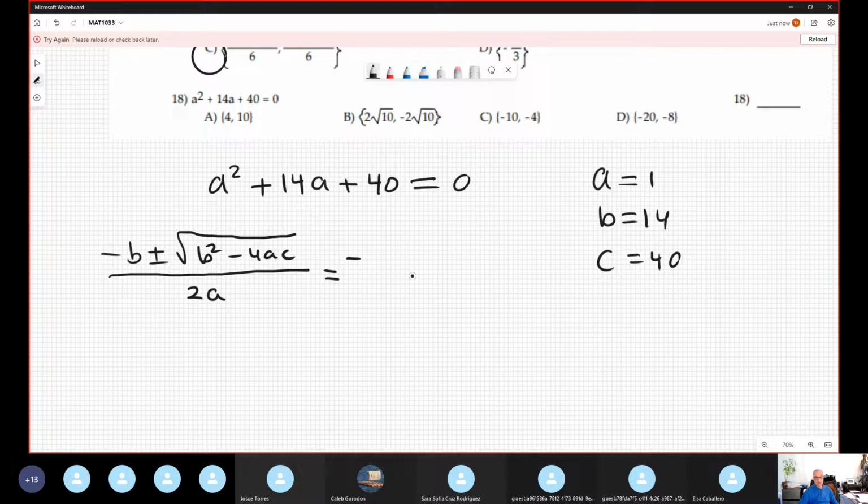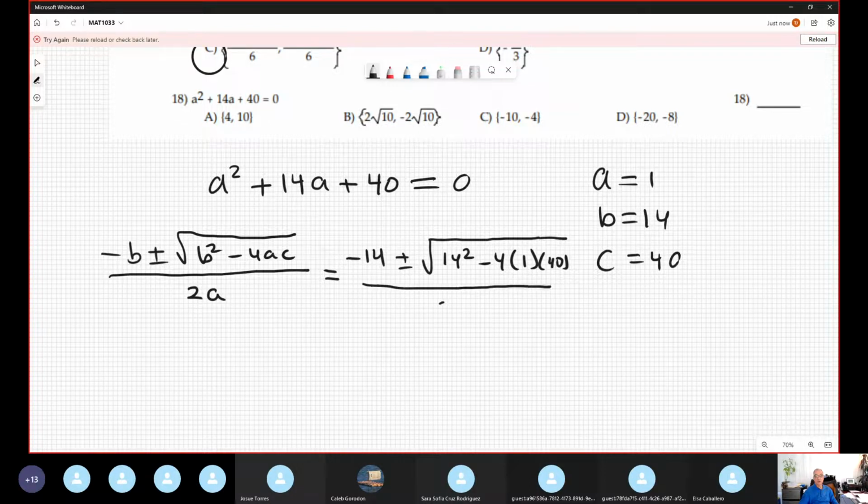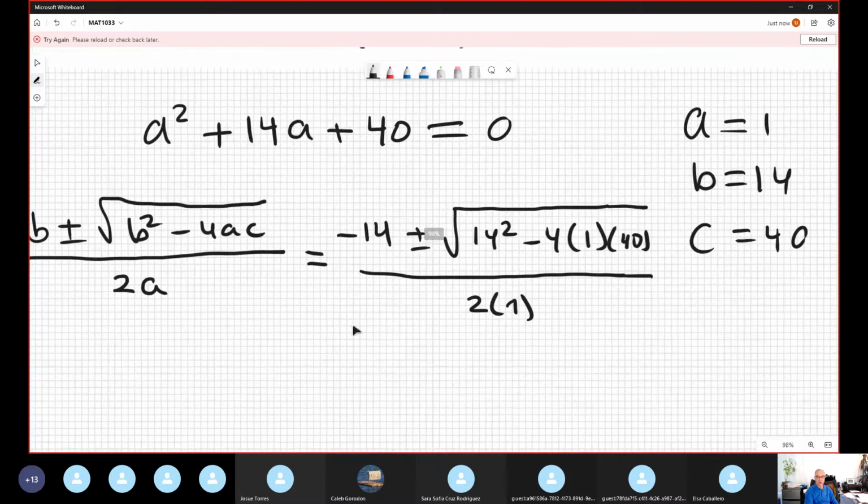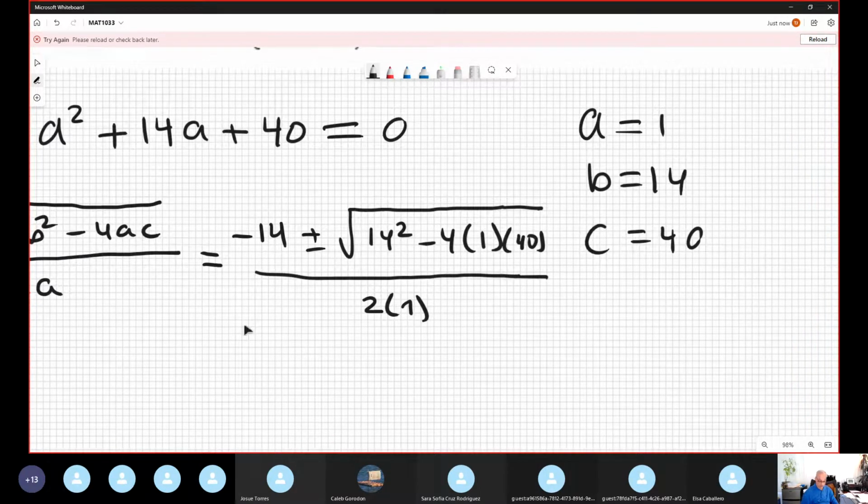So negative 14, plus or minus square root of 14 squared minus 4 multiplied by 1 multiplied by 40, divided by 2 times 1. Okay, it's just 2. So 14 squared is 196. Let me check in the calculator. 14 squared, yeah, 196.